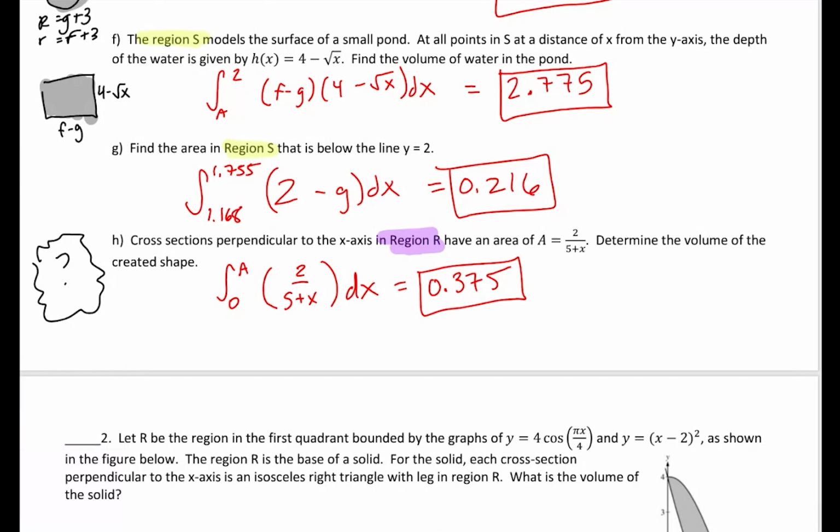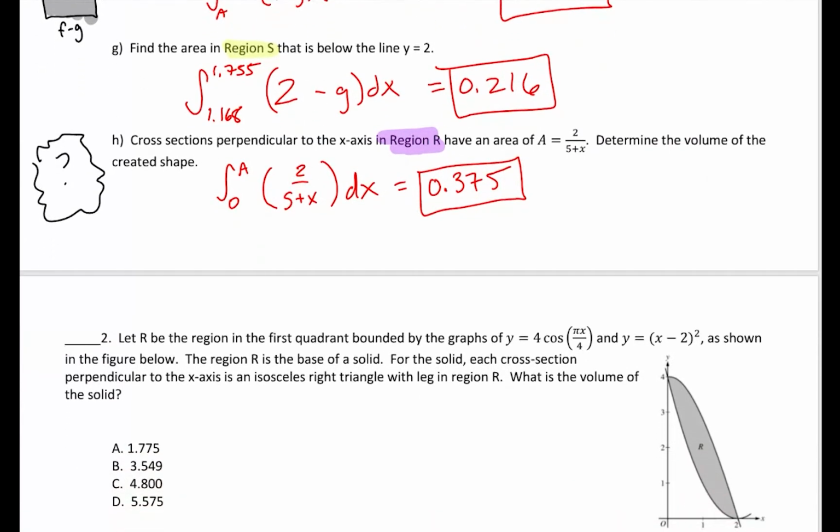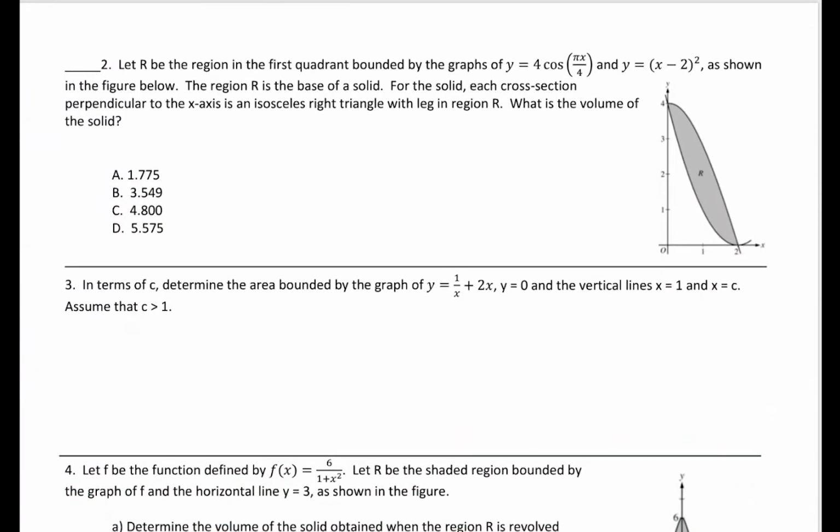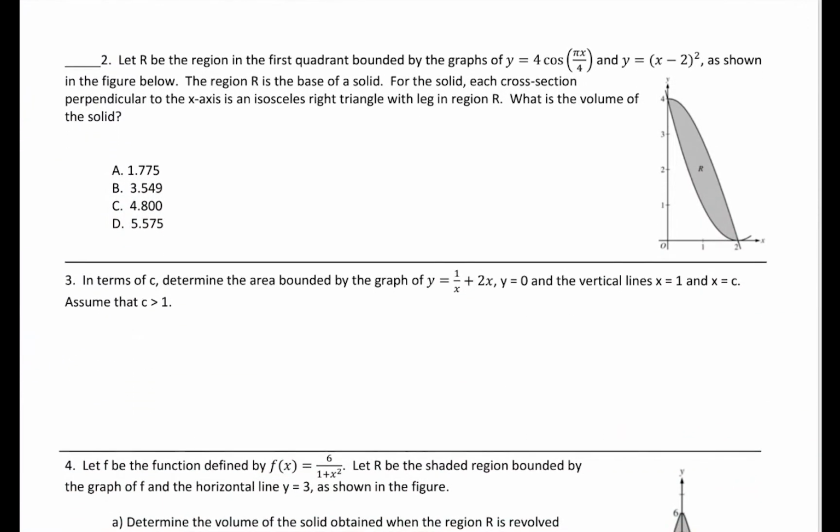Let's move on to number 2. Number 2 says, let R be the region in the first quadrant bounded by the graphs of 4 cosine of pi x over 4 and x minus 2 squared, as shown in the figure below. The region R is the base of a solid. For the solid, each cross-section perpendicular to the x-axis is an isosceles right triangle with a leg in region R. What is the volume of the solid?